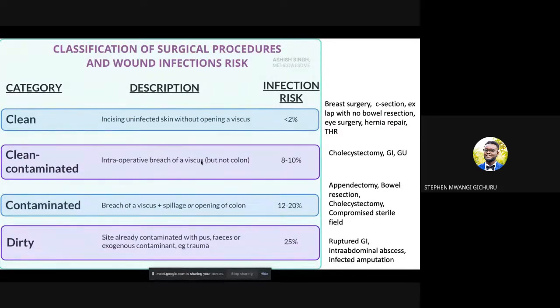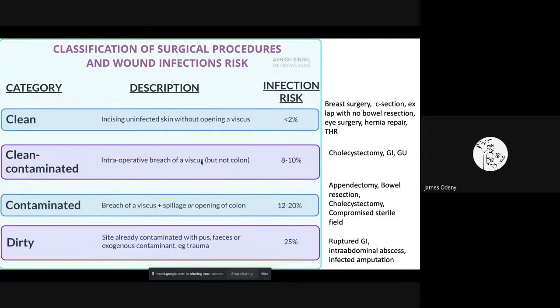The other one that you think about is an XLAP with no bowel resection. Do you guys know what an XLAP is? Felix, do you know what an XLAP is? Not really. Okay, James. Exploratory laparotomy, yes.